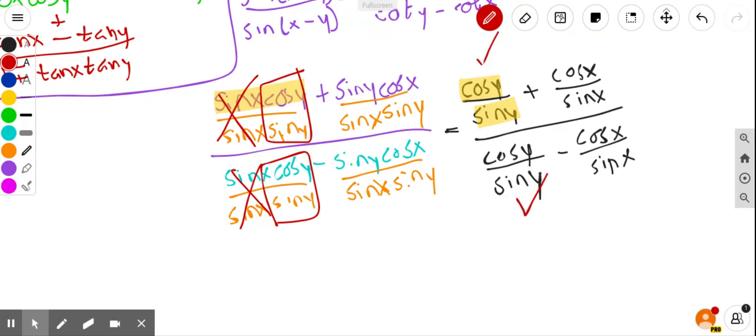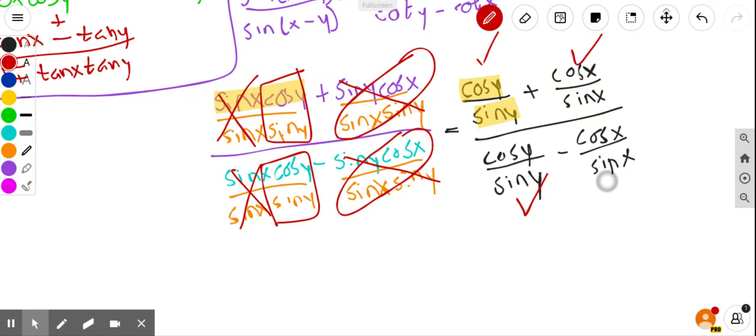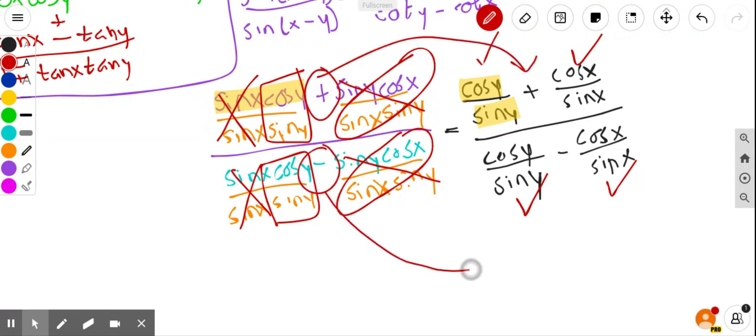Now let's see the other parts. The sine of y's cancel out, the sine of y's cancel out. So you have cosine of x over sine of x, cosine of x over sine of x, and those are indeed cotangents of x. That's where the plus comes in. That's where the minus comes in. Wow, that was really easy.